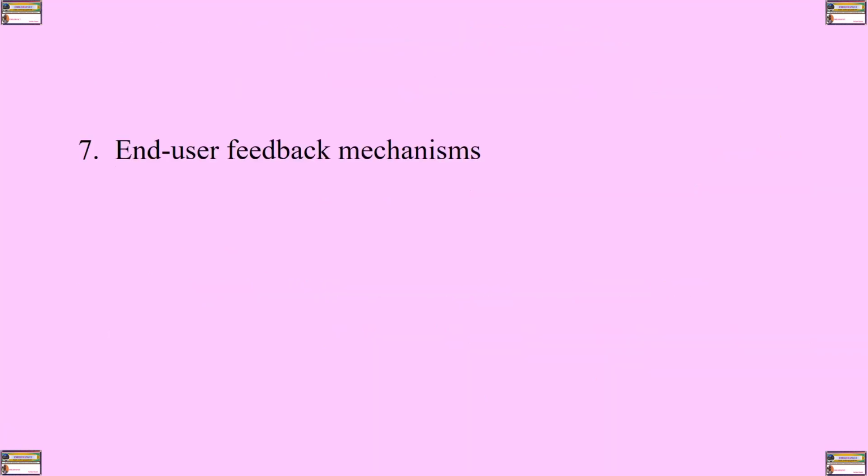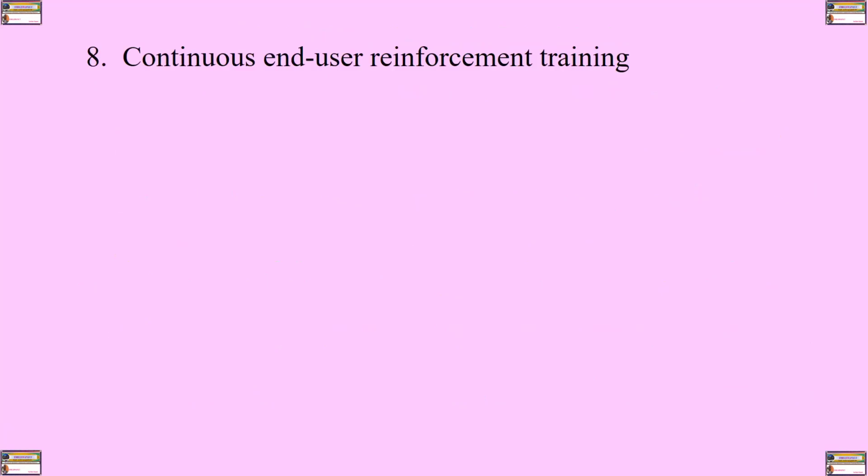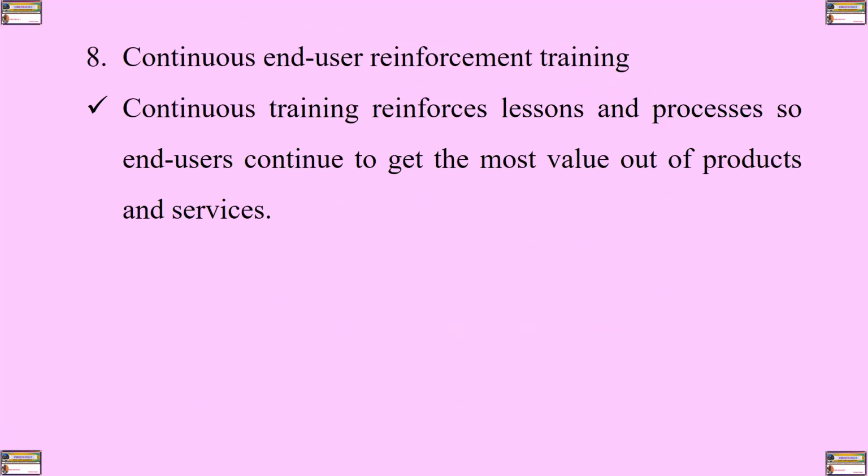The 7th one is end user feedback mechanism. By actively seeking user feedback through surveys, open-ended questions and polls, and iterating based on it, programmers can significantly enhance user adoption. The 8th one is having continuous end user reinforcement training.